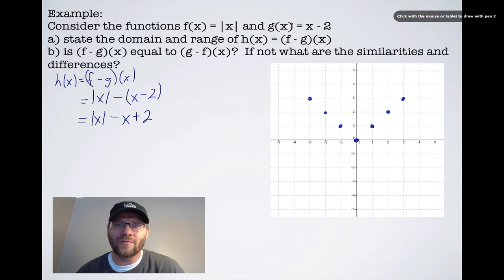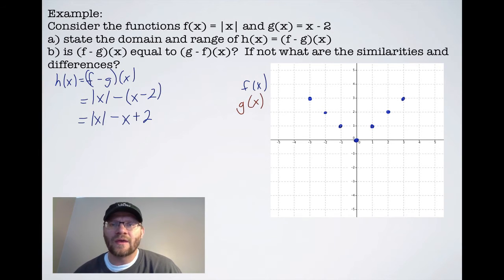Our red graph is going to be our g of x. So let's just write f of x in blue, and g of x is going to be in red. And this is our y. This is just a line. So this is our y-intercept at negative 2. And that means that it has a slope of 1. So we'll just be moving up 1 and over 1, up 1 and over 1, etc., etc.